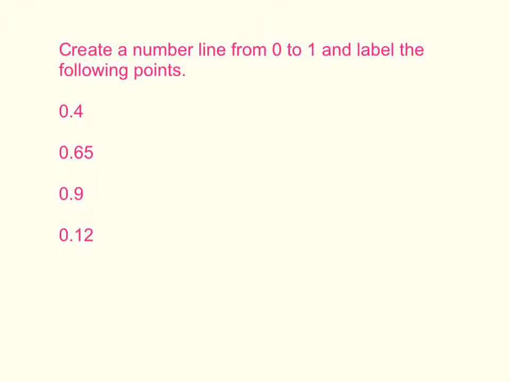Now try creating your own number line. I want you to label the following points on your number line: 4 tenths, 65 hundredths, 9 tenths, and 12 hundredths. Remember that I normally want to create a number line with 10 spaces to represent the tenths, and when I start getting numbers in the hundredths and the thousandths, I'm going to use estimation to help me decide where between tick marks I should label my point.